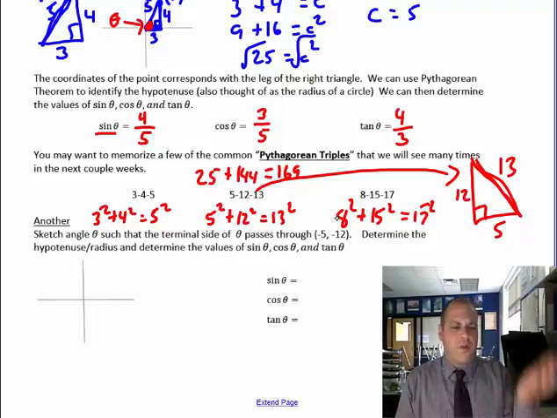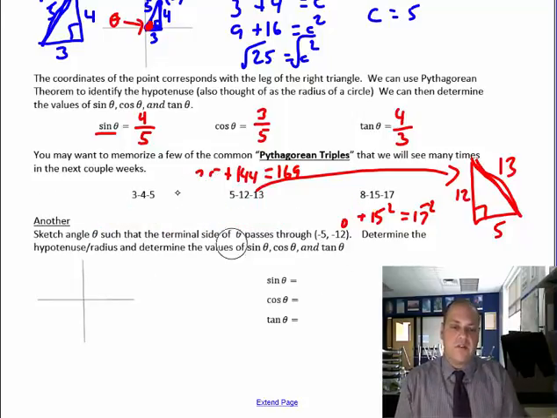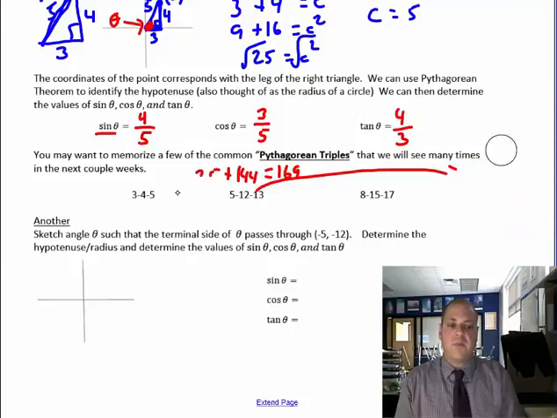So if you're like, what the heck is he talking about? Don't worry about it until you get better at it. Then you might memorize it. All right, so another one here. Now they're giving us a point. Just going to erase this because it's in the way. They're giving us a point, -5, -12.